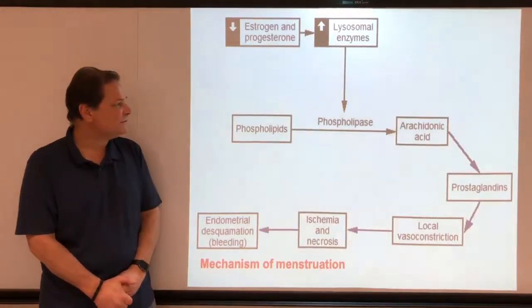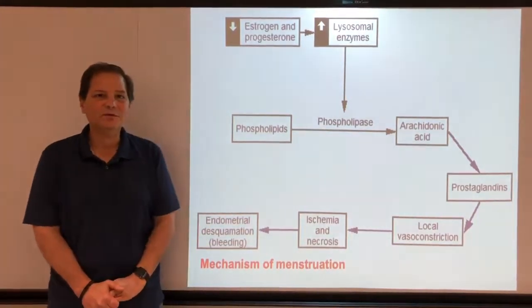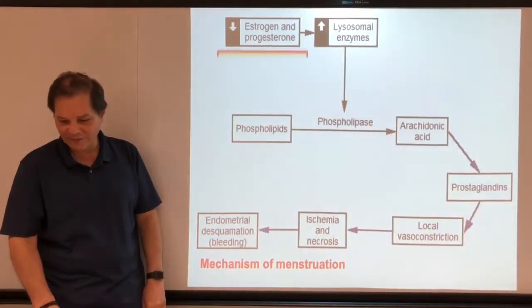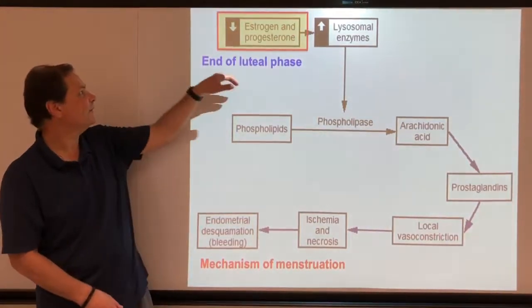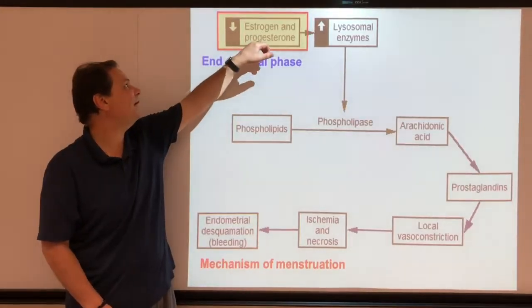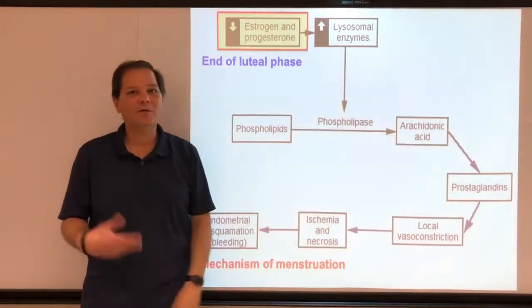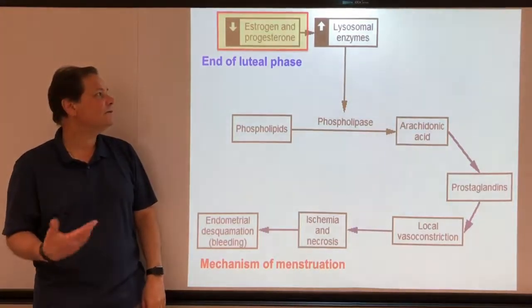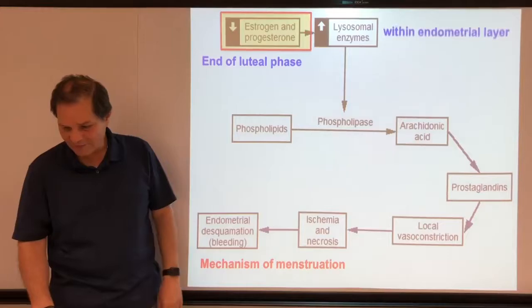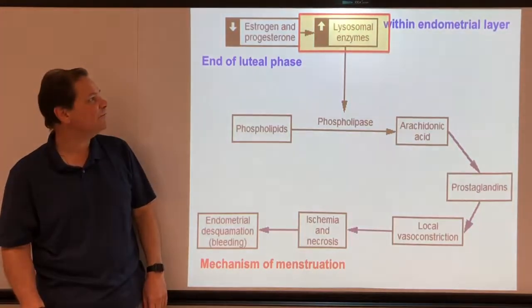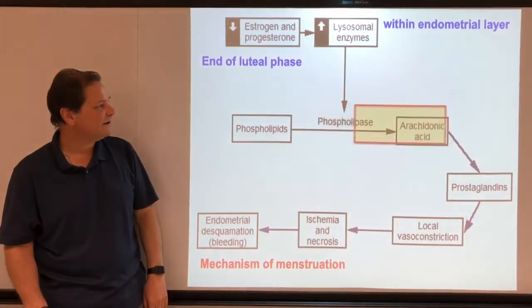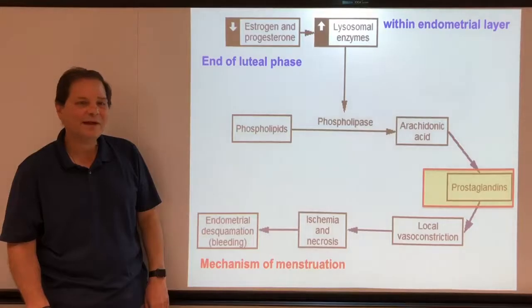So eventually what will happen is that endometrial layer will disintegrate and fall apart. That will take place again late in the luteal phase. So at the end of that phase, you've got the estrogen and the progesterone going down because your corpus luteum is starting to die off. That increases lysosomal enzymes within the endometrial layer. That activates phospholipase, which generates arachidonic acid, which increases prostaglandins.